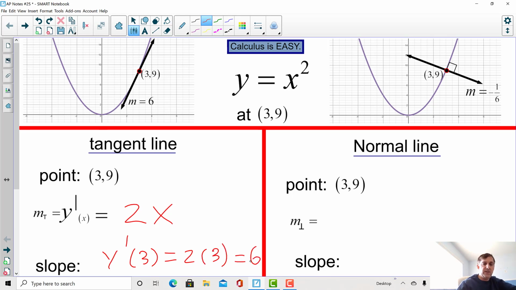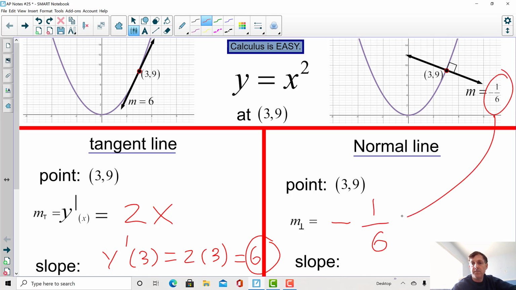Now, if we know that the tangent slope is 6, then we know that the normal slope is going to be negative 1 over 6, just like you see right here. The reason we know that is because perpendicular lines have slopes that when you multiply them, you get negative 1. Another way of saying it is that they are negative reciprocals of each other. So if this one is 6 over 1, then the other one is 1 over 6, but with a negative in front of it.